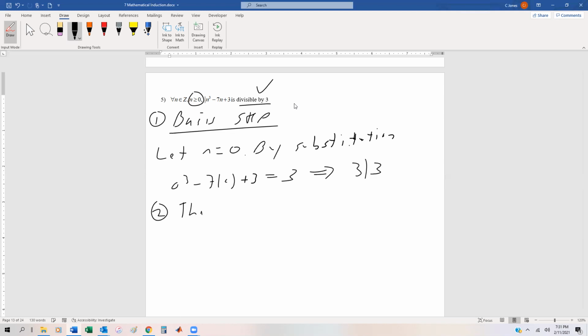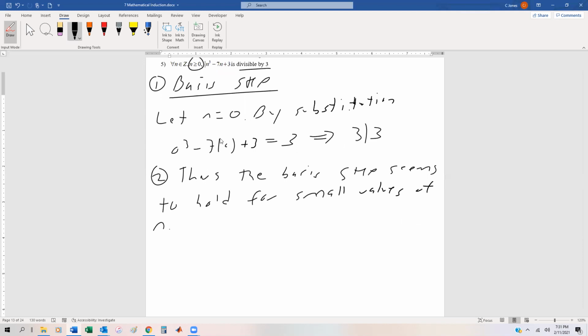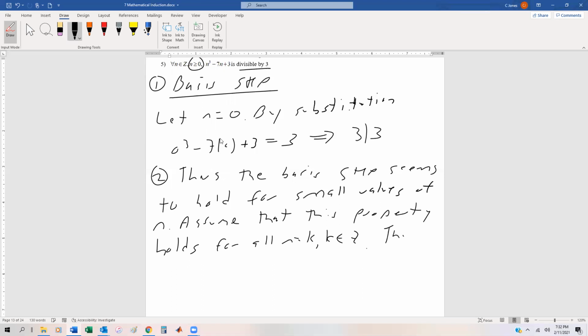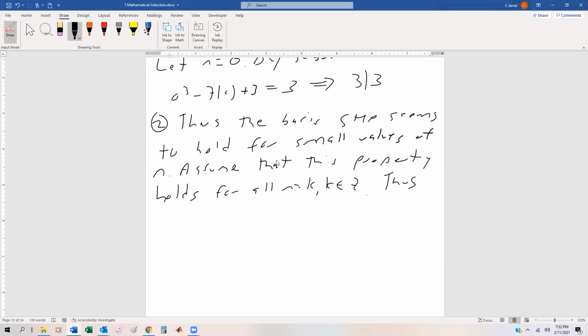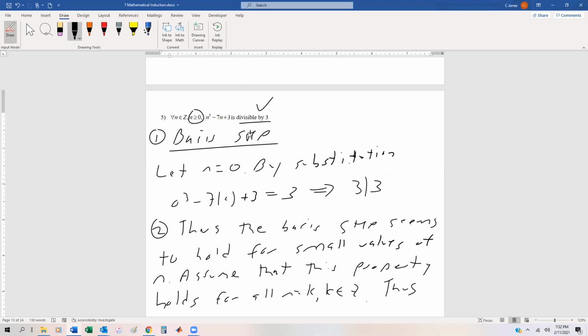So what can we say? Well, thus, the basis step holds. Well, we could say it seems to hold for small values of n. Now we're going to assume that this property holds for all n equals k, where k is in the integers. Thus, what can we say? We can say k cubed minus 7k plus 3 is divisible by 3.